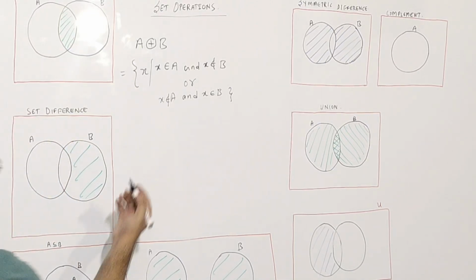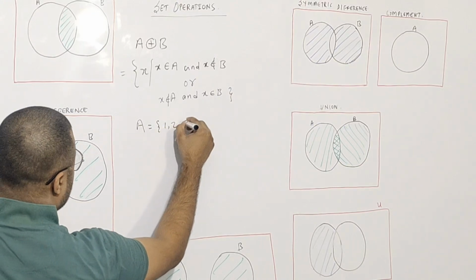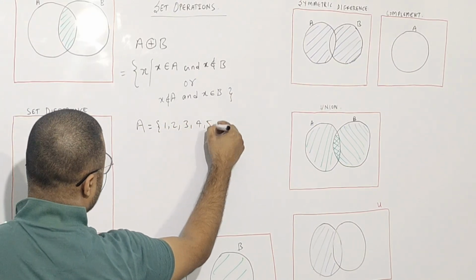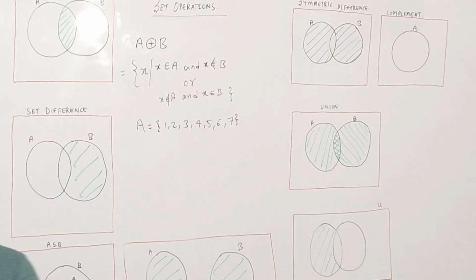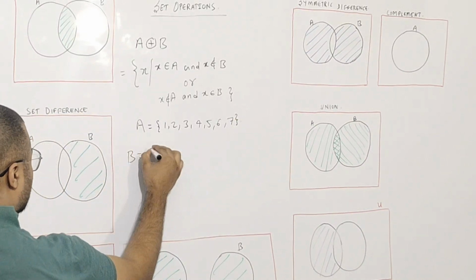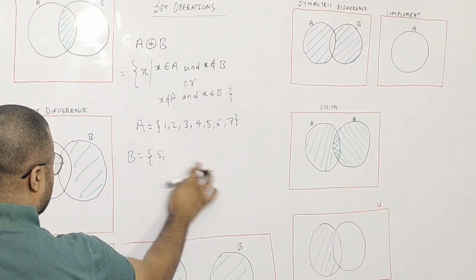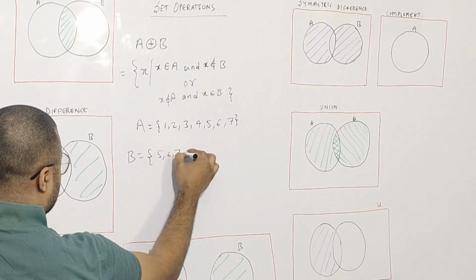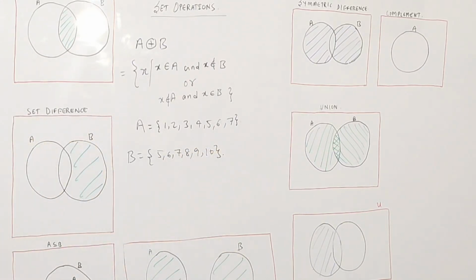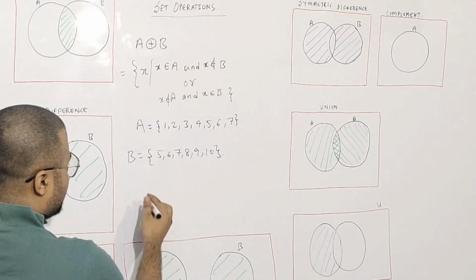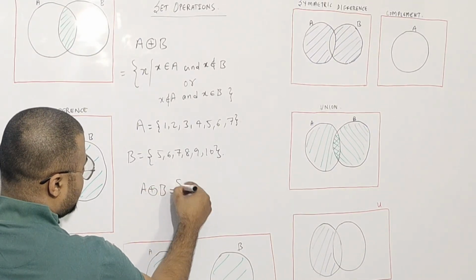For example, if I take A equal to, let's say, 1, 2, 3, 4, 5, 6, 7, and B equal to 5, 6, 7, 8, 9, and 10, then what would be the elements in A symmetric difference B?